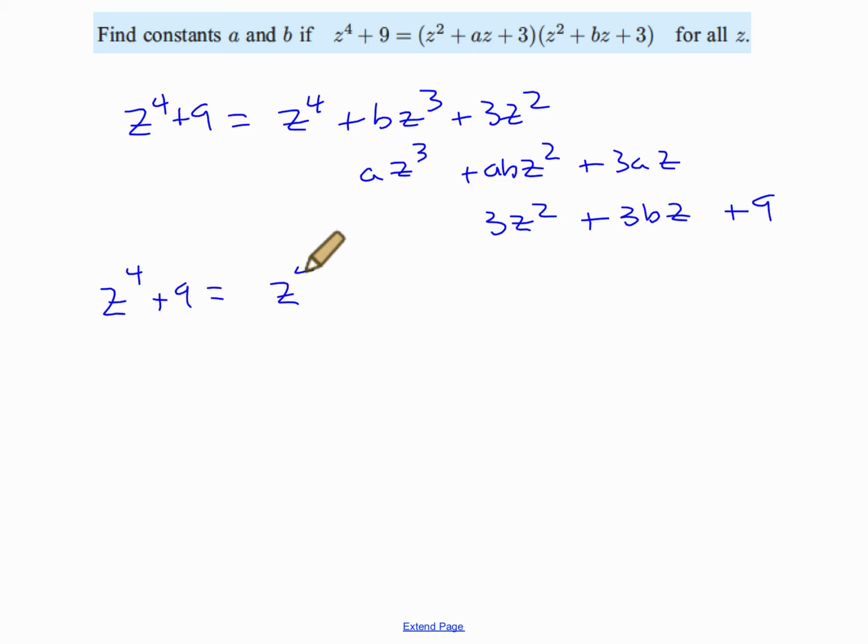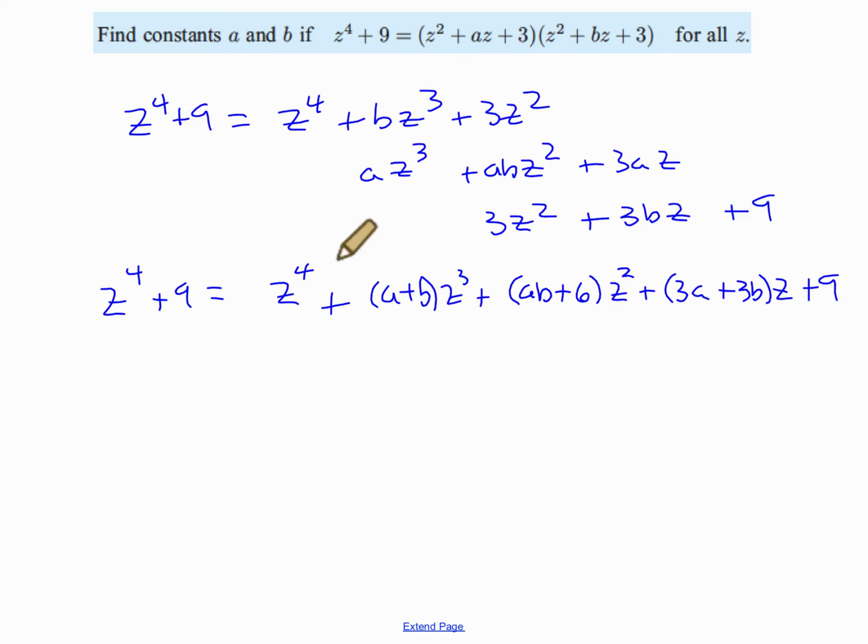Okay, and if we clean all of that up, I get z to the 4th plus 9 is equal to z to the 4th plus (a plus b)z cubed, plus (ab plus 6)z squared, plus (3a plus 3b)z, plus 9. Okay, so that all stems from this.